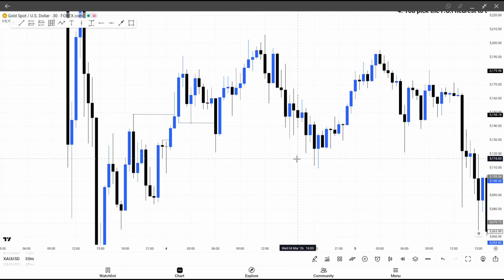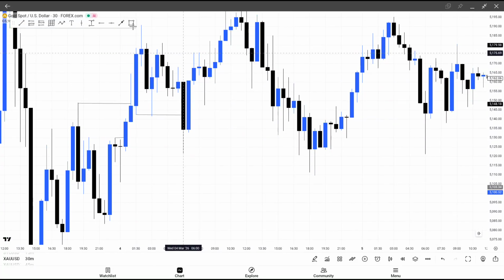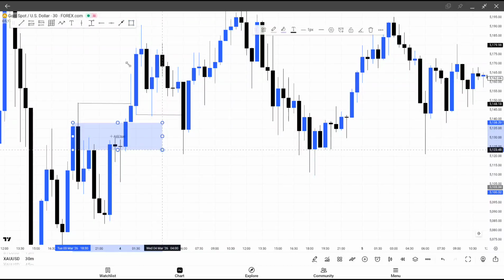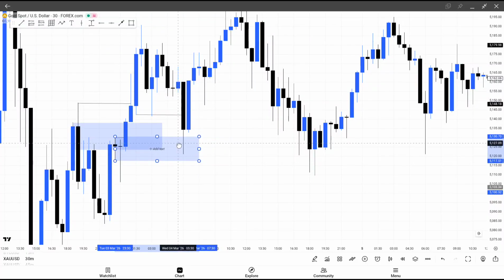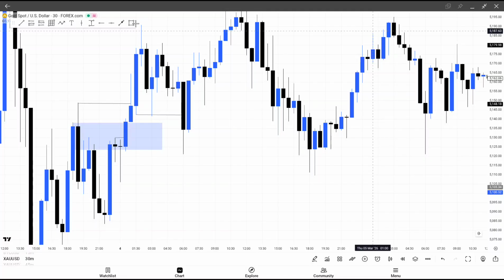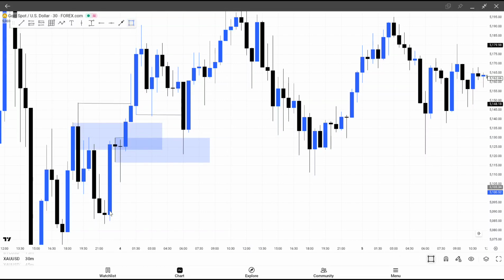All right, so let's go with the point of interest. How many points of interest do we have here? We have this breaker block, we have this breaker block also. I can see this order block or breaker block is inside this point of interest, so it is not necessary for us to use it again, but I want you guys to know that that point of interest is also there. At the same time, we have this order block.